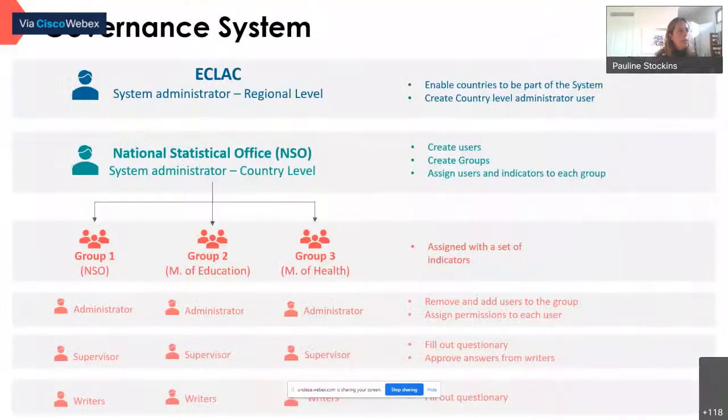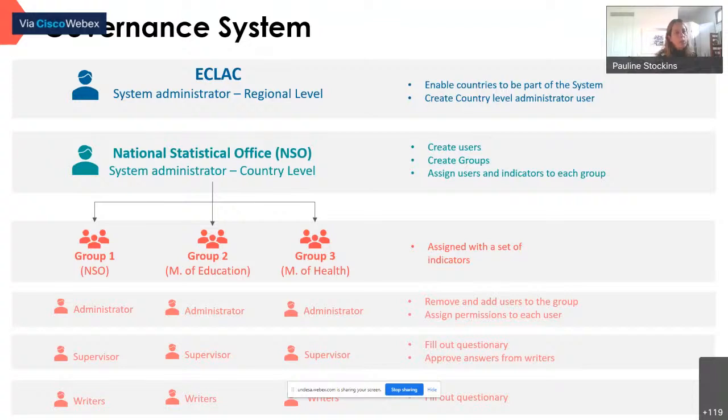So I've just said the system has been developed, including a governance system, and is intended to facilitate the loading of the information by national actors, considering the national statistical offices as the main focal points within each country. So ECLAC will act as the system administrator at the regional level, being able to integrate countries into the system and appoint the administrator at the national level.